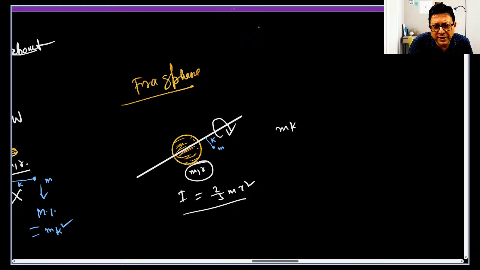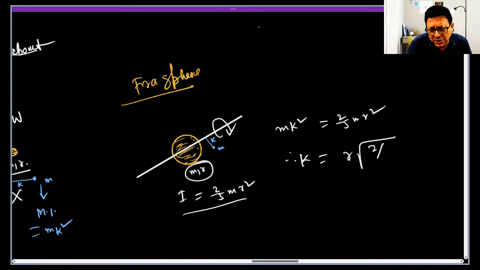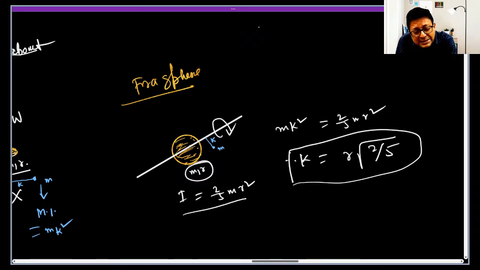Now m k square equal to 2 by 5 m r square. So k will be r root 2 by 5. Found? If you keep a point mass at this distance, whose mass is equal to that of the sphere, then the moment of inertia of the sphere and this point mass will have the same value. Clear?